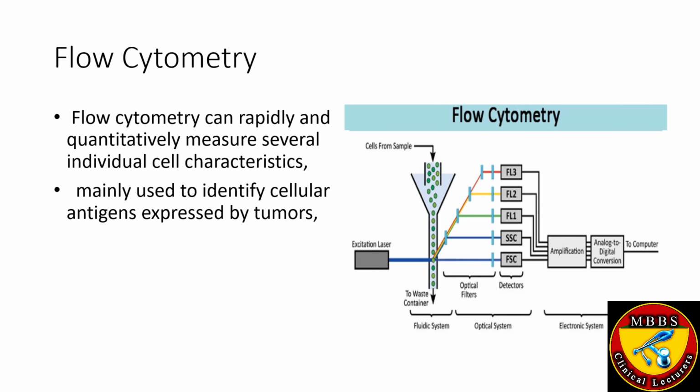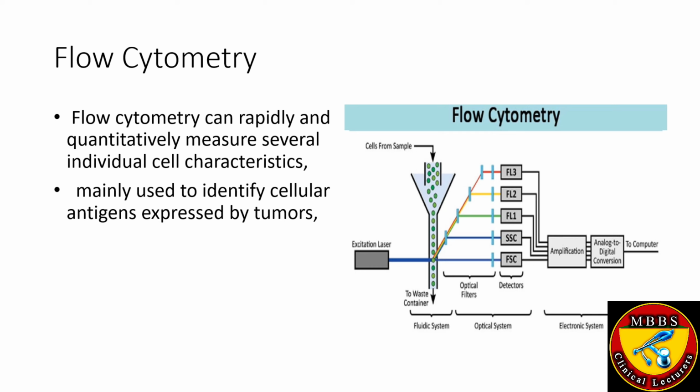Okay, now coming to the flow cytometry, it basically rapidly and quantitatively measures the separate individual cells' characteristics, and it's mainly used to identify the cellular antigens expressed by the tumor. And the flow cytometry has also proved useful in the identification and classification of the tumors which are arising from T and B lymphocytes, or the tumors which are arising from the mononuclear phagocytic cells.